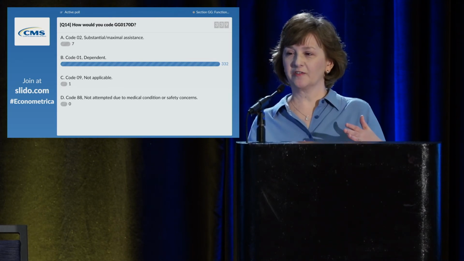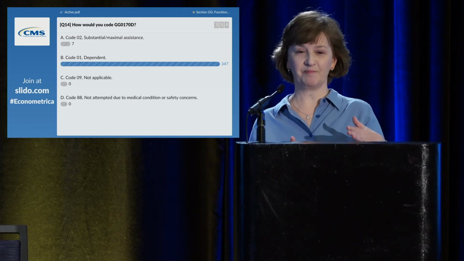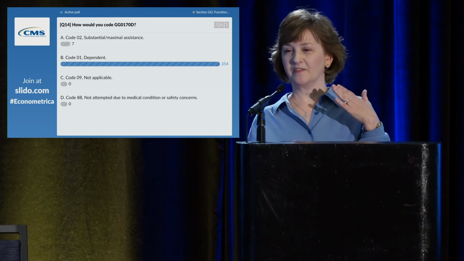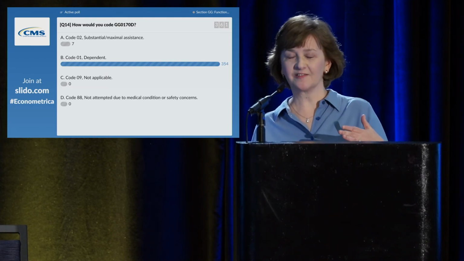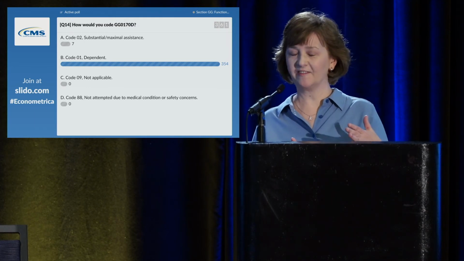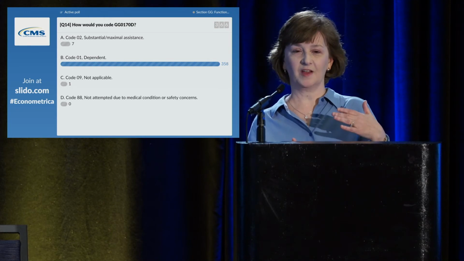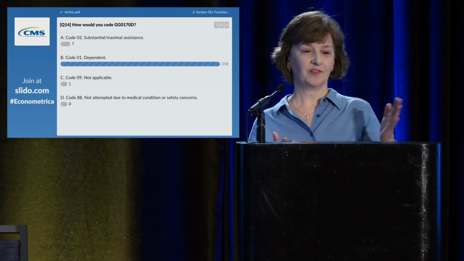And just, as an example of using the decision tree, if you were working through it, there is assistance being provided. It's more than setup assistance. It's more than touching assistance. It's more than lifting assistance where the helper is doing less than half of the effort. With one helper, it's more assistance than just one helper providing more than half the effort.